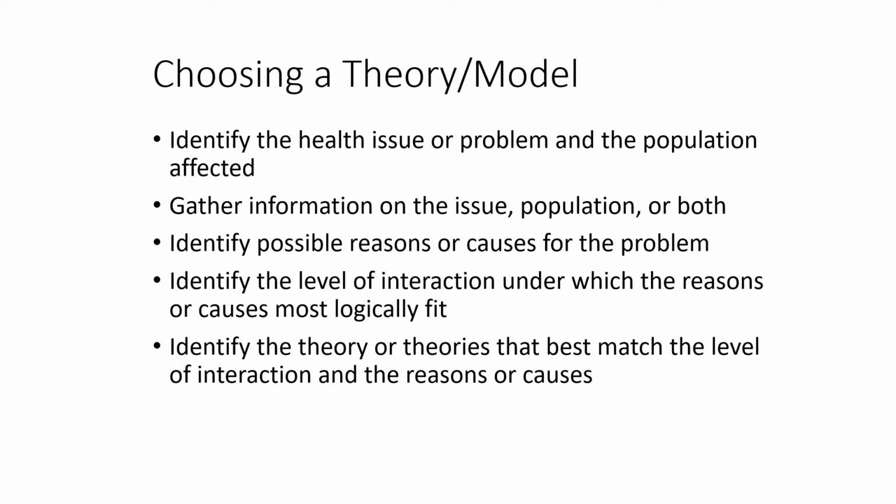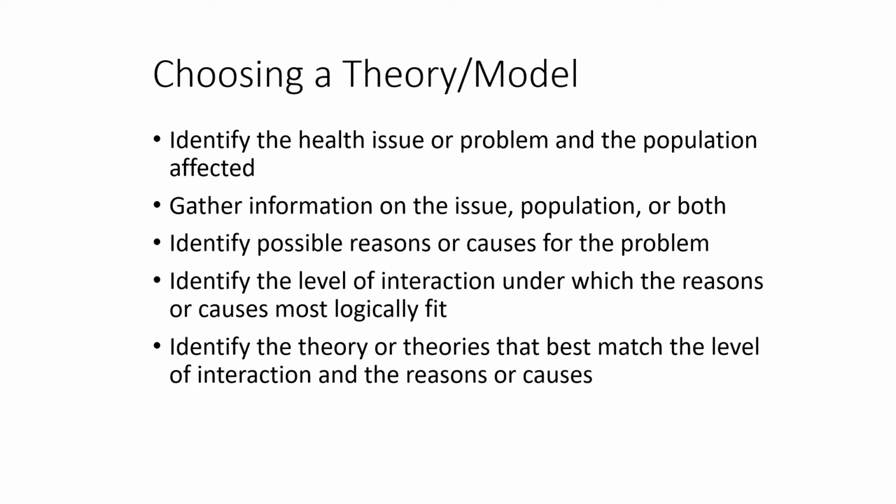That includes identifying the health issue or problem or the population affected, gathering information about the issue, population, or both, identifying possible reasons or causes for the problem, and identifying the level of interaction, maybe intrapersonal, interpersonal, or community, under which the reasons or causes most logically fit. And identify the theory or theories that best match the level of interactions and the reasons or causes. Now that's how we choose a theory or model.